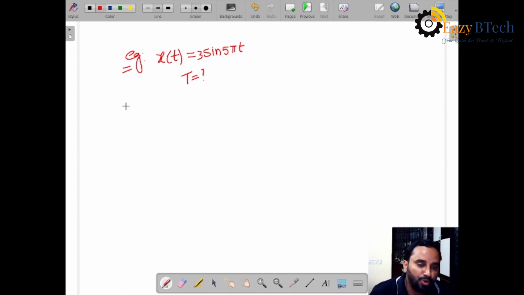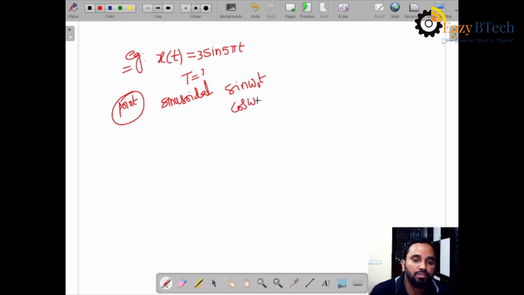If the signal is a sinusoidal, sinusoidal means like sin omega naught t or cos omega naught t. The time period of a sinusoidal is 2 pi by omega naught. Here you see omega naught, and you write 2 pi by omega naught. It will give you the time period.